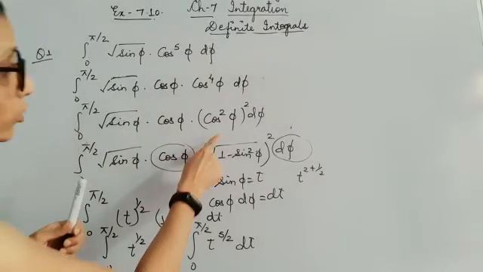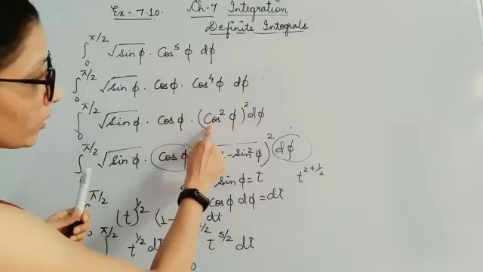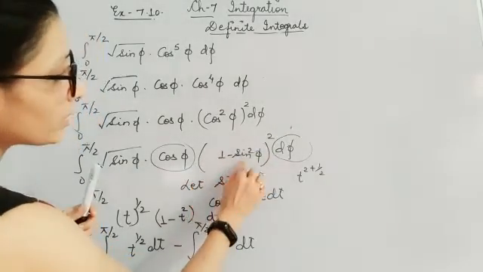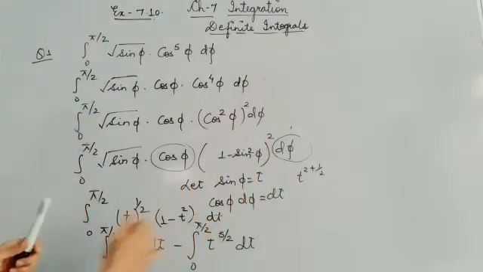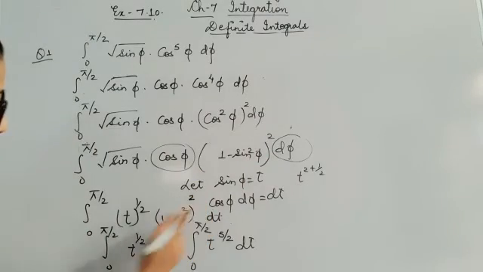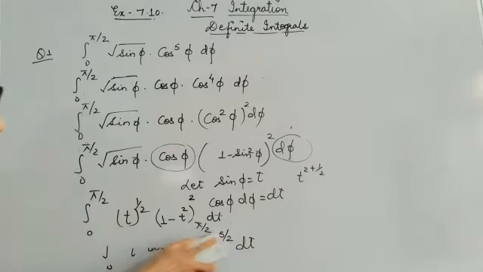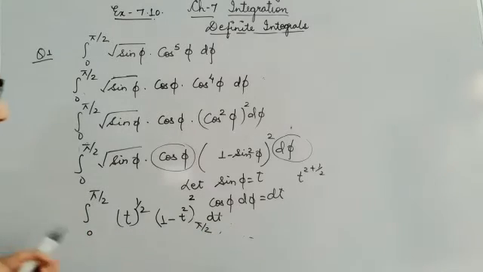Children, I am mistaken over here. It was not cos phi, it was cos square phi. So the value will be just 1 minus sine square phi, and here again it will be whole square. So you will now be opening it. Here you will be opening it by the formula a minus b whole square.